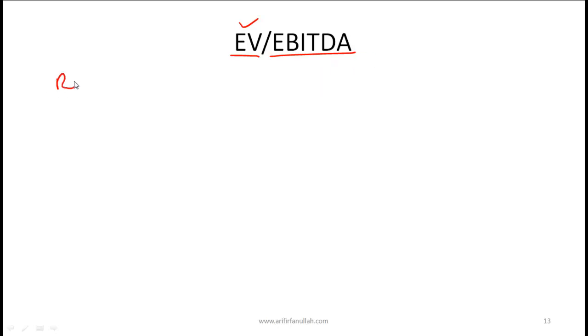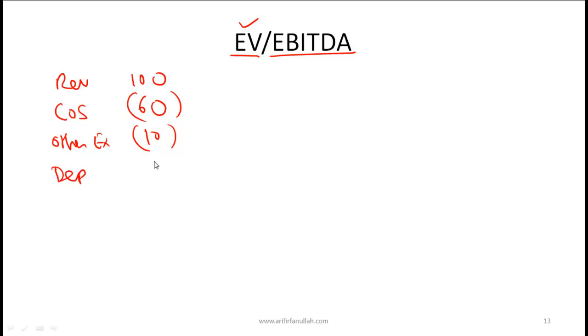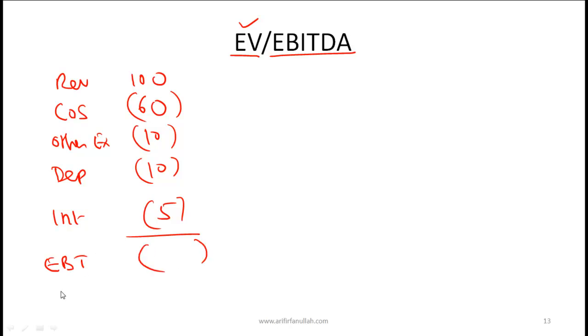So if you look at a very simple income statement, you have your revenue, let's say that's 100, you have your cost of sales, say that is 60, and then you might have other expenses, which are, let's say, 10, and then you have depreciation, which might also be 10. You might have interest, which is, let's say, 5, and then you have earnings before tax, which is some number, your tax, and then earnings after tax.